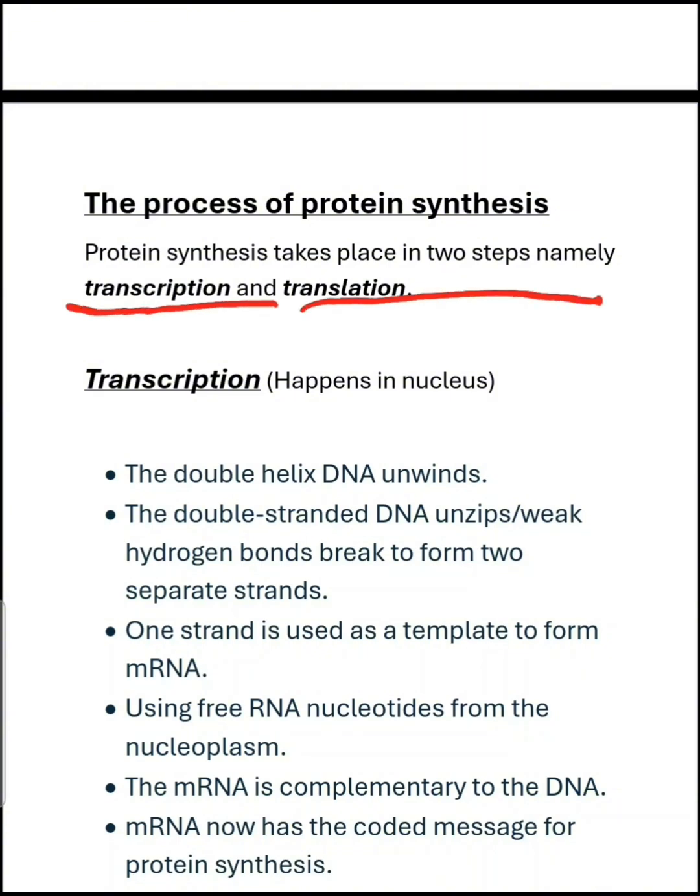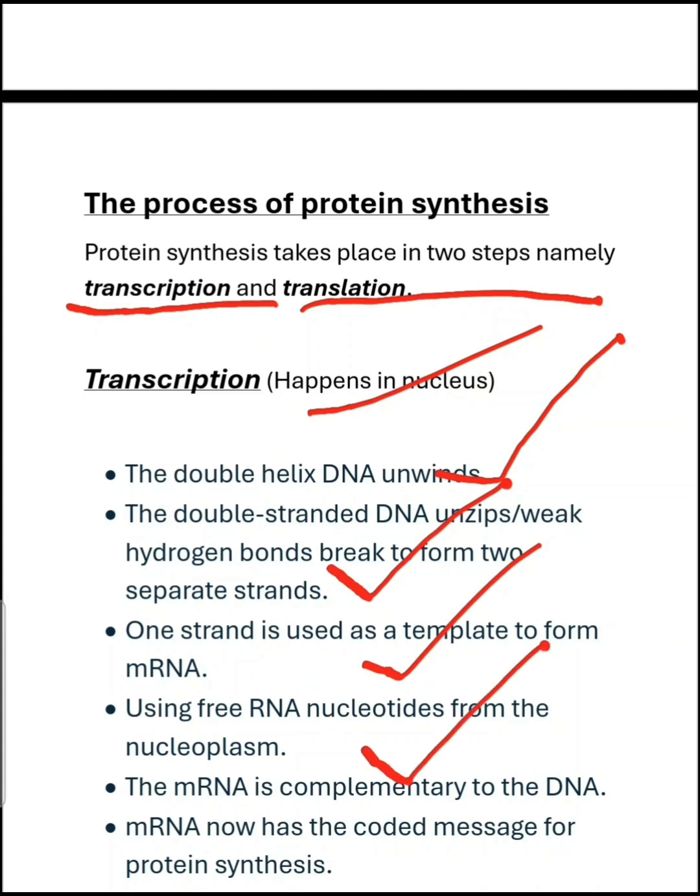So transcription happens in the nucleus. So what happens? The DNA double helix unwinds, and then the double-stranded DNA unzips, and the weak hydrogen bonds between them break. One strand is used as a template to form mRNA, using free RNA nucleotides from the nucleoplasm. The RNA is complementary to the DNA. mRNA has now coded the message for protein synthesis.